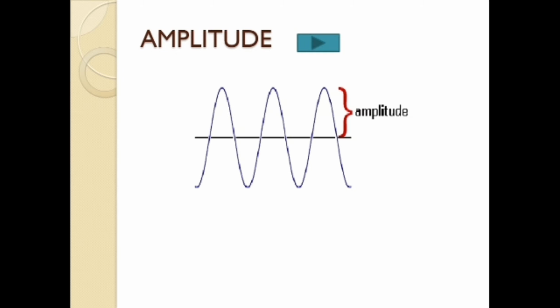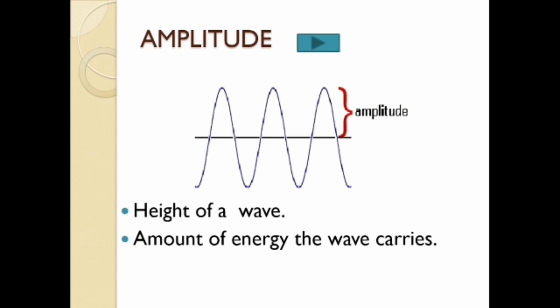For the amplitude, let's say we have this one. This is the equilibrium position. This is the highest point of the wave, which is the crest. Okay, the distance from this equilibrium to this point, that is the amplitude, or also known as the height of the wave. The height of the wave also tells us about the amount of energy that the wave carries. The higher the amplitude, the higher is the amount of energy it carries. The lower the amplitude, lower yung energy.